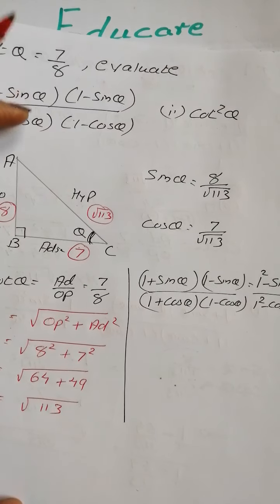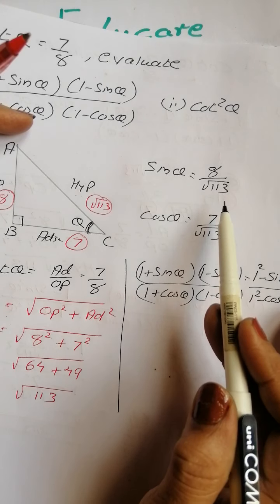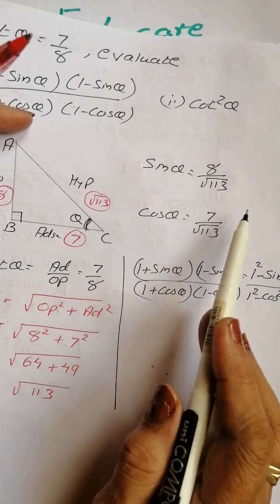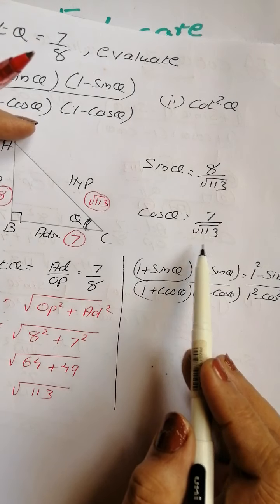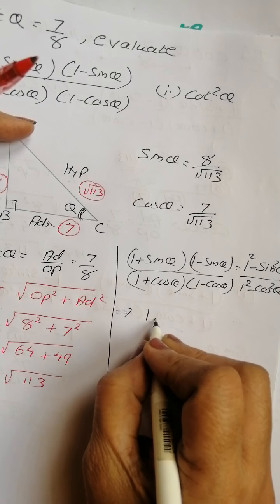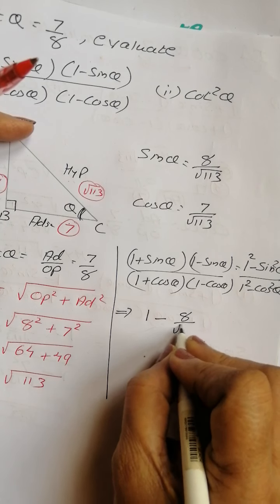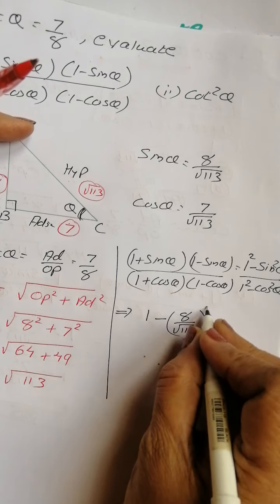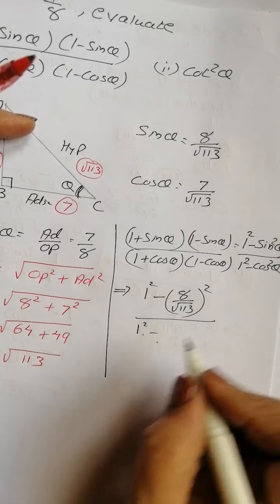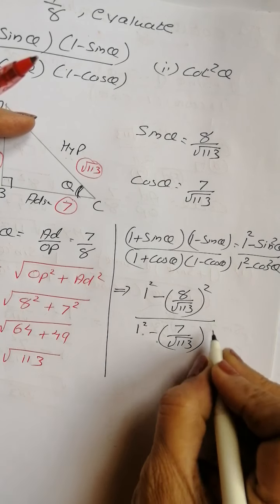Okay, brilliant. Now, what is 1 minus sine square theta? We know sine is 8 by root of 113. And what is cos? 7 by root of 113. Now we will put the values. 1 square is 1 minus sine, which is 8 by root 113, the whole square, the whole by 1 square. You put it, no problem. Next line we will remove that one. What is cos theta? It is 7 by root 113, the whole square.